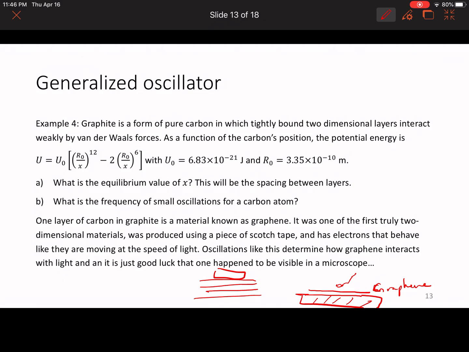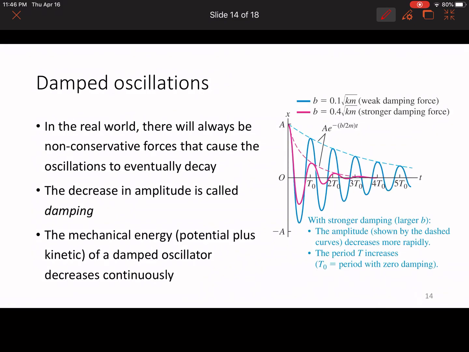For my diehards, I want to say a little bit about damped oscillations, because in the real world, there are always non-conservative forces that will cause the oscillations to decay. And when this happens in an oscillatory environment, the decrease in amplitude, these oscillations that instead of going on forever start to decrease, that is what's called damping. And the whole system is called a damped harmonic oscillator. So this is something that happens all the time, and it's something that's very useful to be able to solve.